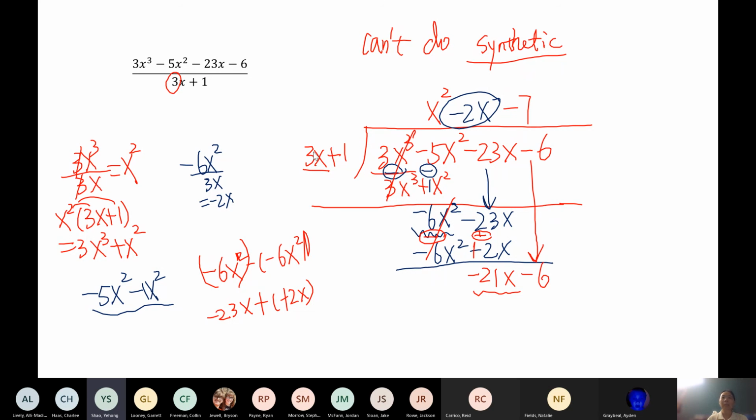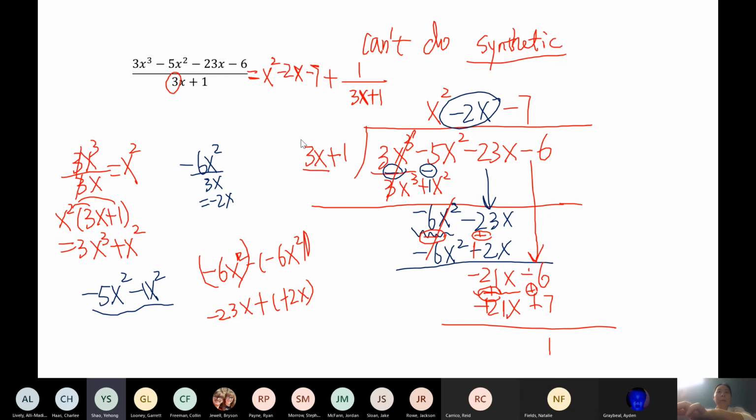The x cancels that x. Okay, now multiplication. Negative 7 times 3x is negative 21x, and negative 7 times positive 1 is negative 7. So keep, change. You will end up with negative 6 plus 7, which is positive 1. So I'm going to write down the answer here. The quotient is x squared minus 2x minus 7, plus the remainder 1 over 3x plus 1, as the final answer. Okay, questions?